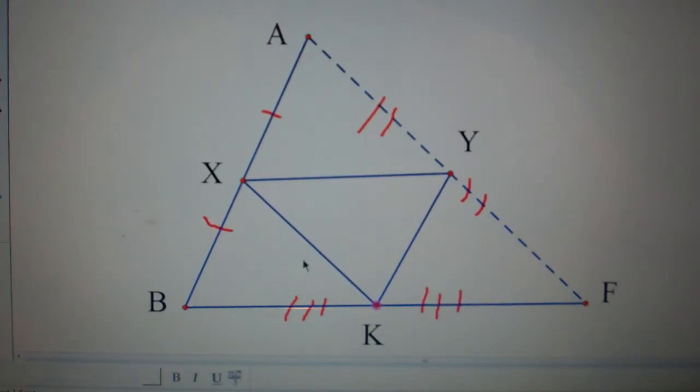Now what is significant about mid-segments is that mid-segments are parallel to the opposite side of the triangle. They are half of that opposite side. So here in this diagram I can say that XY, the segment XY, is half of the segment BF. And then I can also say that the segment XY is going to be parallel to BF.